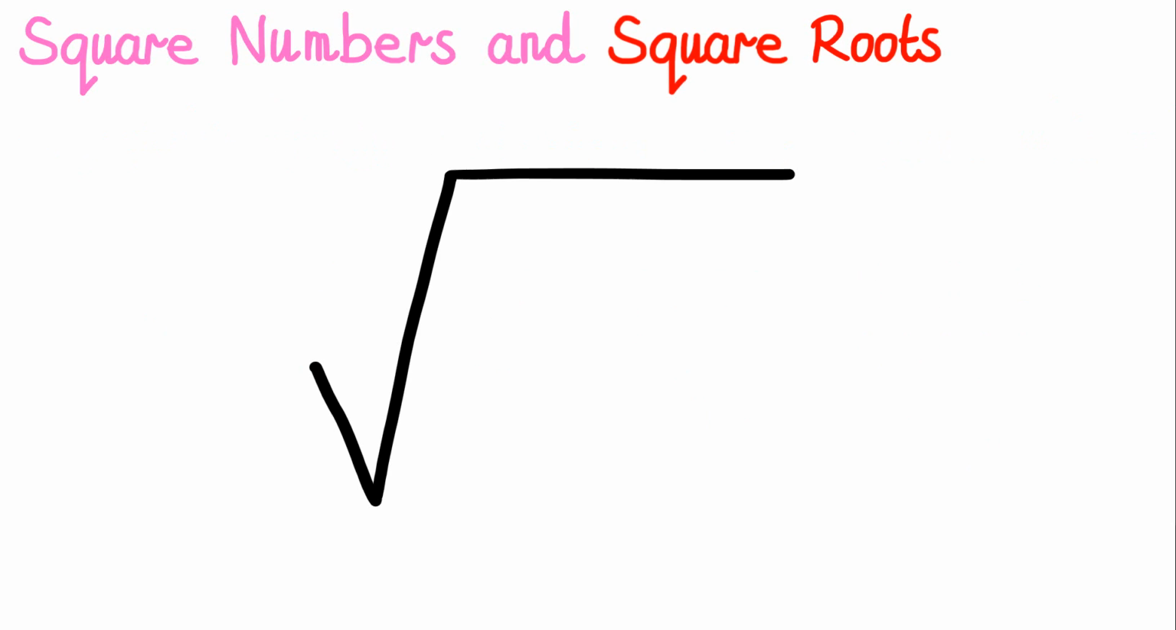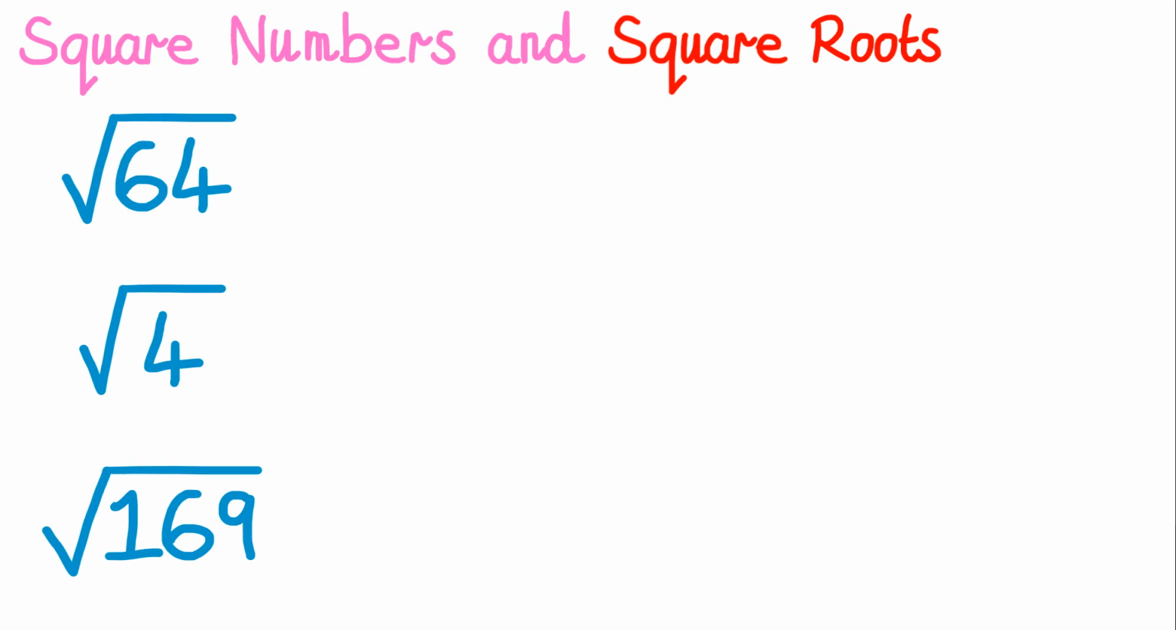You also need to know about square roots. This is the square root symbol. The square root of any number is the number which multiplied by itself gives you this number. Let's have a look at some examples.